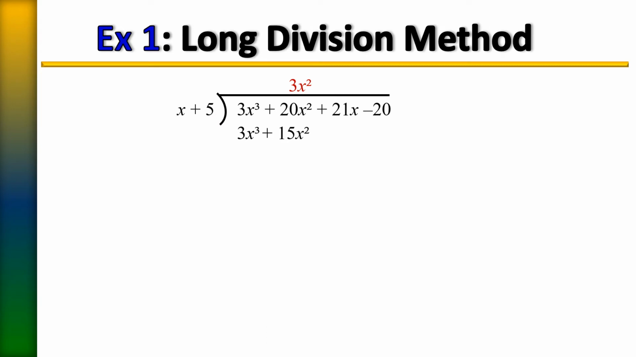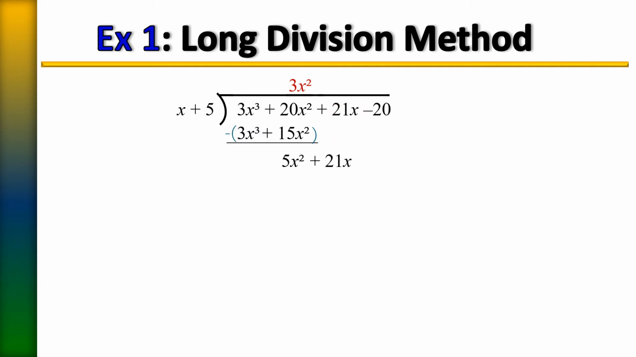Anytime you do division, you have to subtract. Remember, when you subtract, these numbers become their opposites. The first one becomes negative 3x cubed. The second term becomes negative 15x squared. So you notice that your cubes cancel out. And with 15 being negative, you're going to bring down a positive 5x squared when you combine those terms. And you're also going to bring down your next term, which is the 21x.